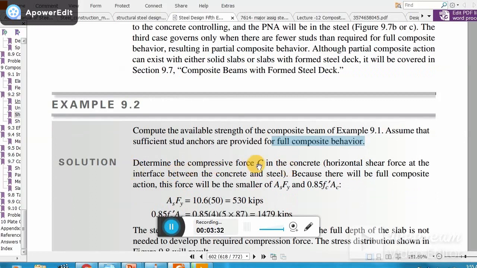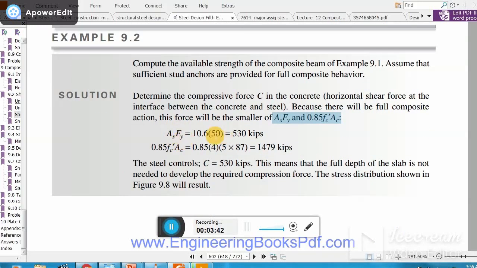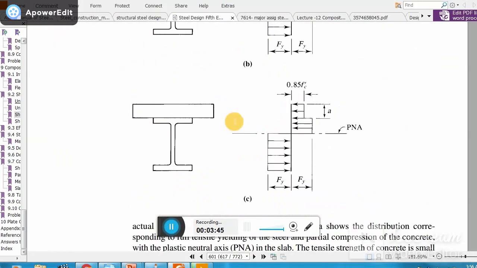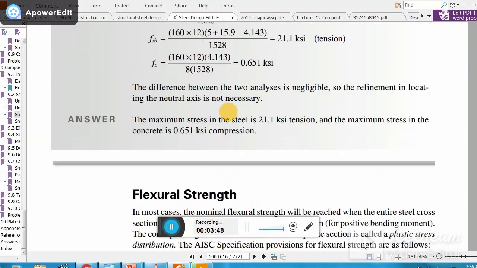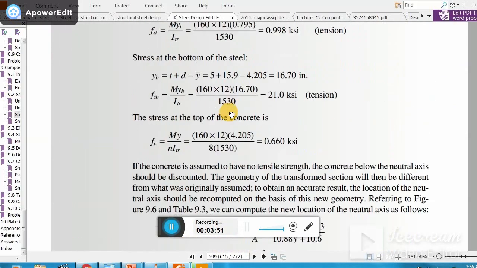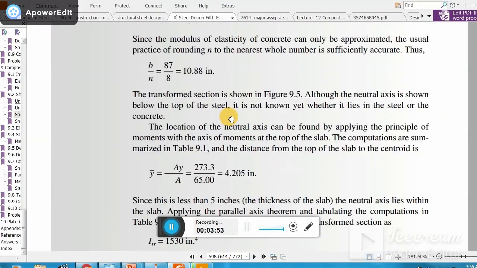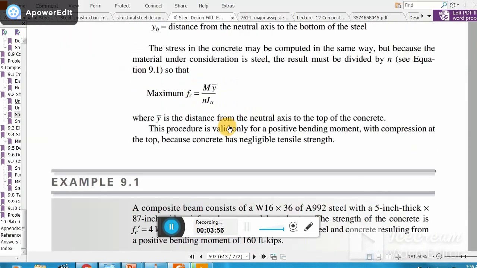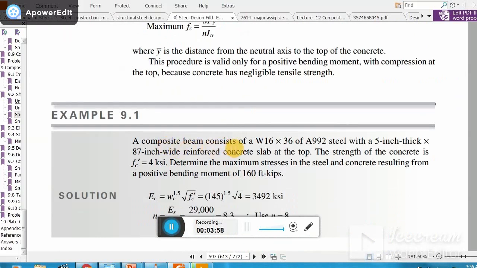Let's determine the compressive force as we did in the previous example. So you need to find out Cc and AsFy. Once you find out these two values, you see your Fy is 50, which is given in example number 9.1. If I show you example number 9.1, here we have example number 9.1. This one. You see, a composite beam consists of this section and an A992. Remember, A992 steel has a yield stress equal to 50 ksi.